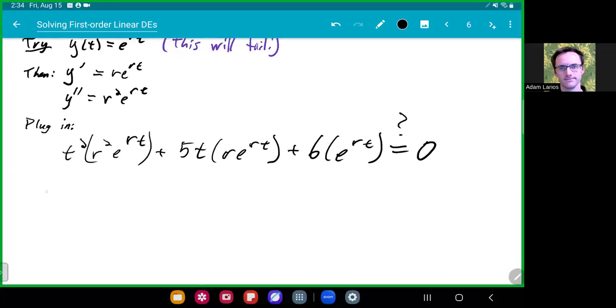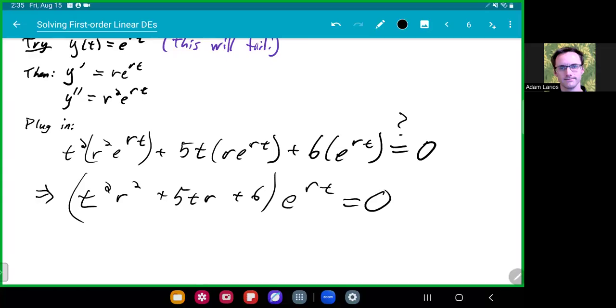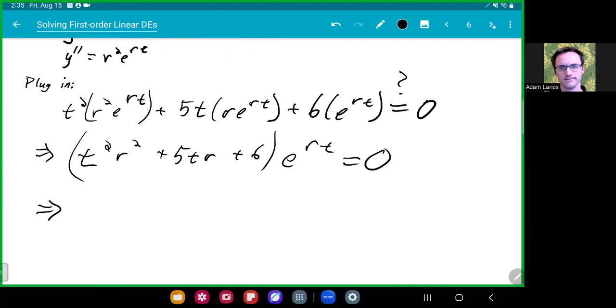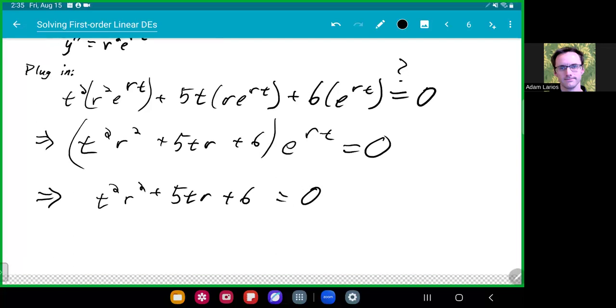Solving this, we can get t squared r squared plus 5tr plus 6, and factor out an e to the rt, equals 0. And now, again, if this thing is equal to 0, well, e to the rt is never equal to 0. So you can either think of dividing by e to the rt, or just thinking about when you have a product of two things that equals 0 and one of them is not 0, the other one must be 0. So we have t squared r squared plus 5tr plus 6 is equal to 0.